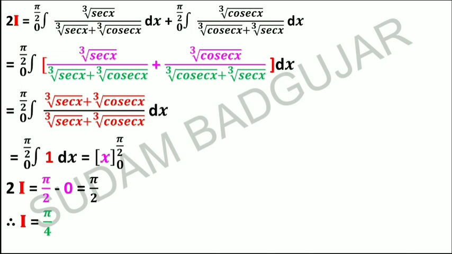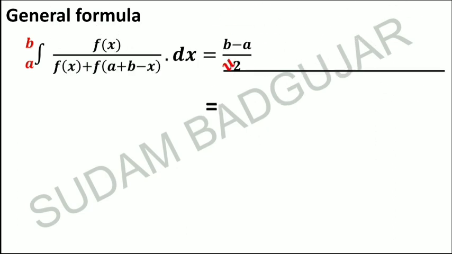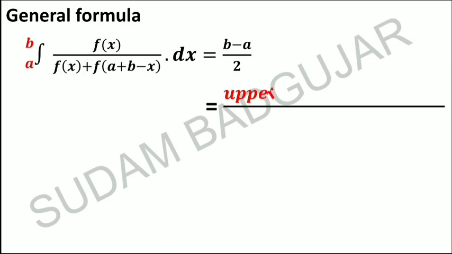This is the final answer. Here we need 2 pages or 2 slides, but in shortcut form, the general formula is: integration of f of x upon f of x plus f of a plus b minus x, dx from a to b, is equal to b minus a upon 2.